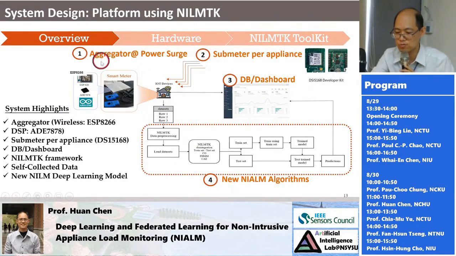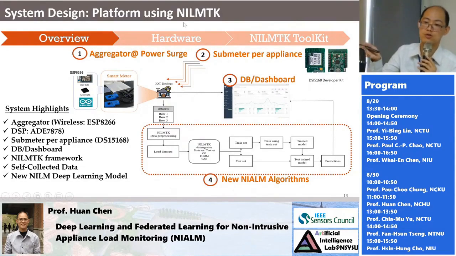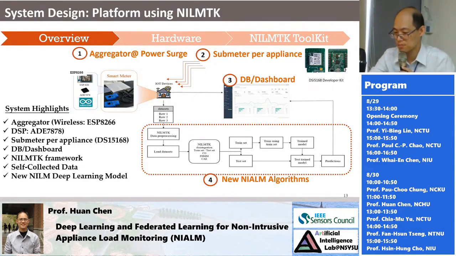First of all, you have to install an aggregator and a power surge. Secondly, you have to install the submeter per appliance. But this is for the benchmark only. For example, if you want to know the label, the ground truth, you need to install the submeter. But when used in everyday life, in a household, you don't have to install this. You don't have the submeter installed when you use it. But for training, we do the research, so you need to have some submeters to know the ground truth.